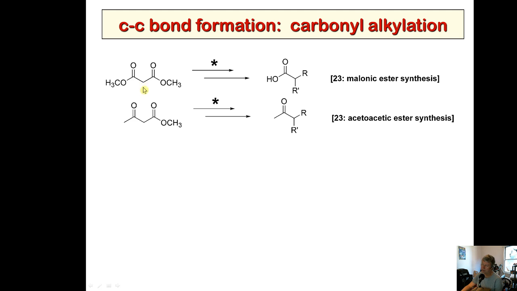base, we take off a proton, and then we can attack something, because these are highly acidic positions, right? If we take off the proton, we can attack something like an R group, and then do it again, and then we do that whole process where we hydrolyze off the esters, and then it loses CO2, and you make a substituted carboxylic acid with 2 R groups on it. Well, you can do the same thing with the acetoacetic ester synthesis, attach 2 things, and then you only have 1 ester. So we wipe off that ester, and then that decarboxylates, and you get a substituted methyl ketone, right?